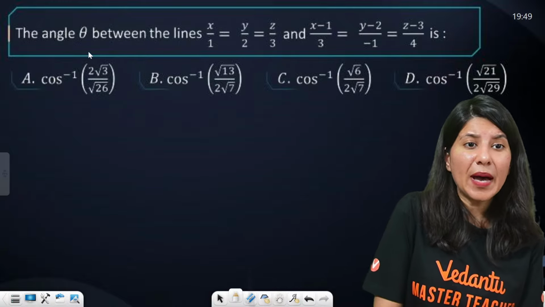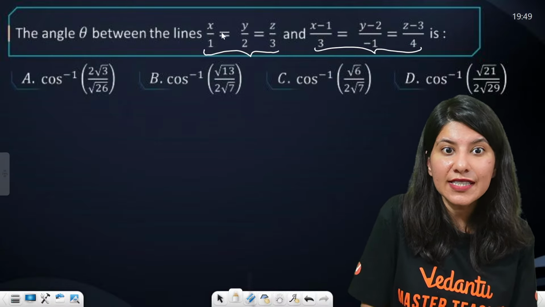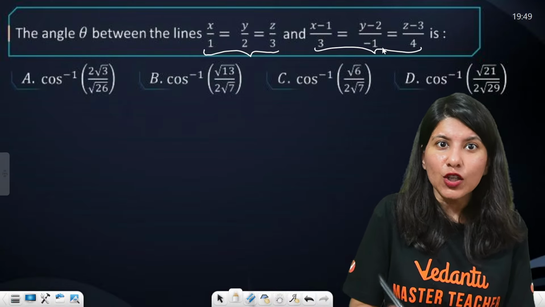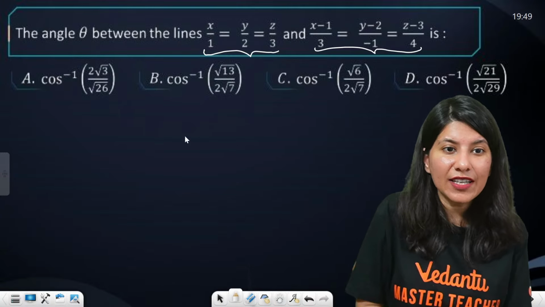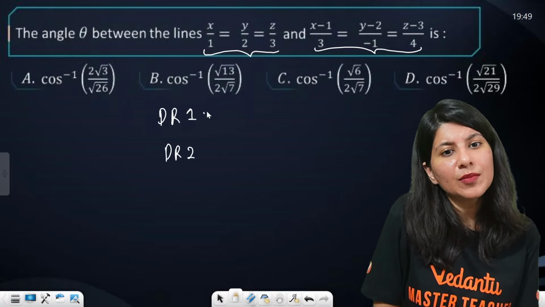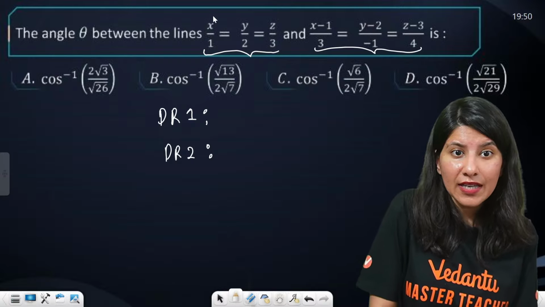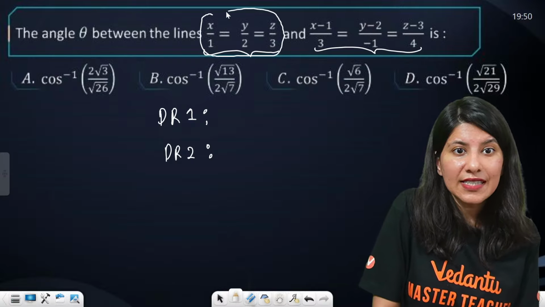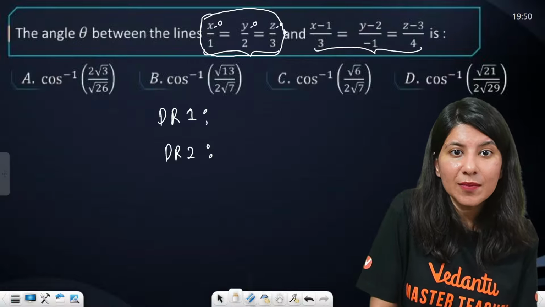Okay. So ma'am, angle theta between these two lines. First of all, understand these two lines are there. To find out the angle, what do I want? I just want the direction ratio of line number 1 and the direction ratio of line number 2. Direction ratio of line number 1 is nothing but (x minus 0)/1, (y minus 0)/2, (z minus 0)/3.